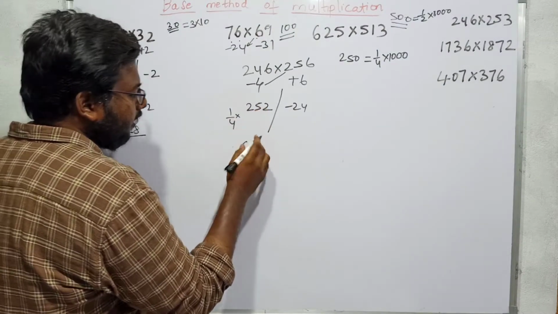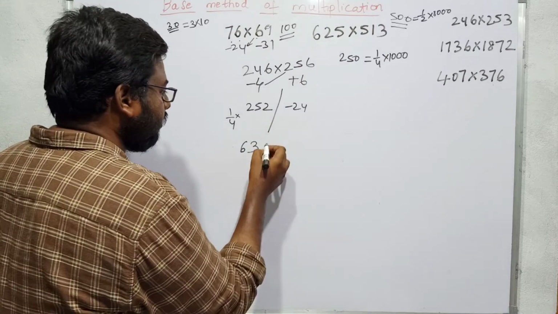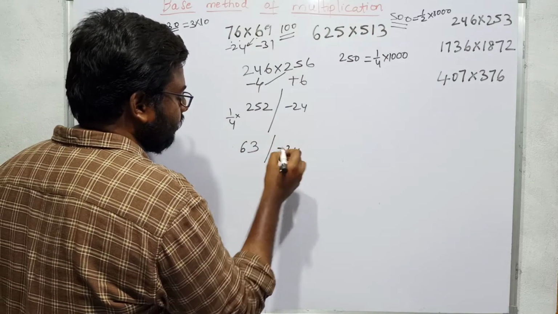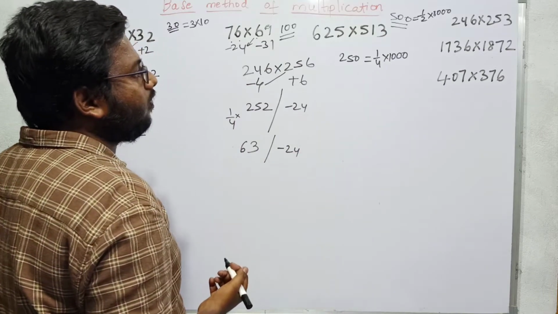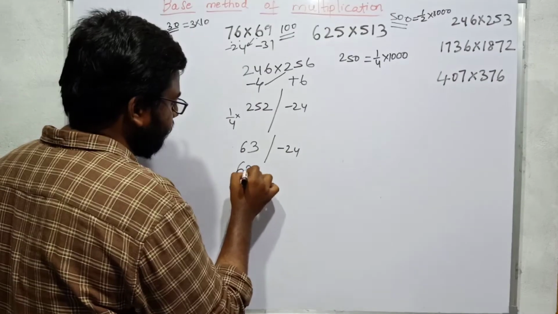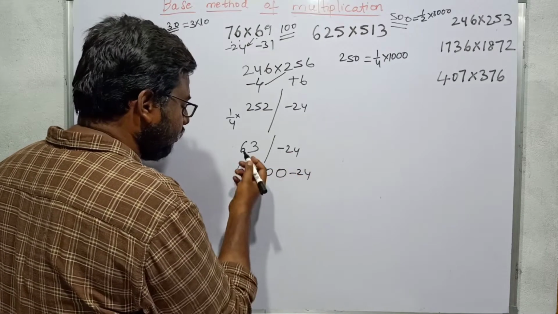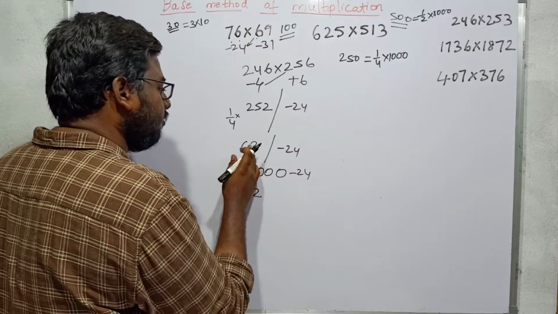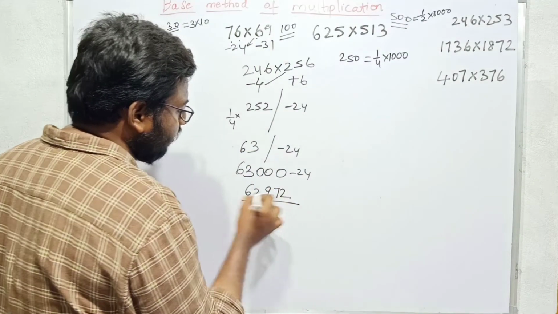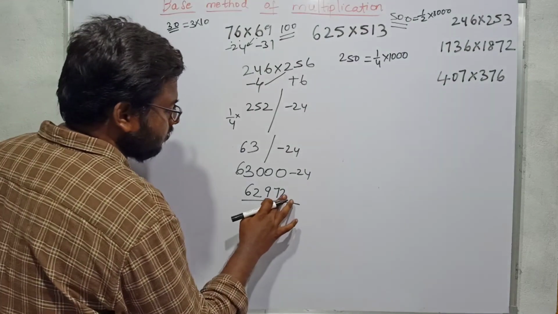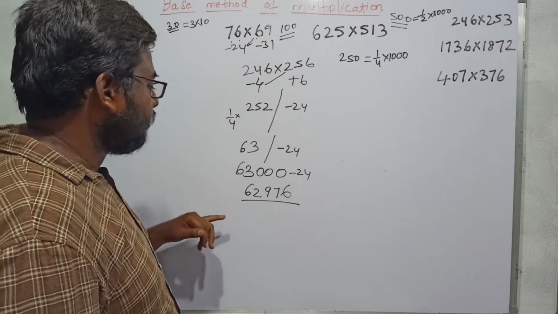4 6s are 24, and here I will get 63. 63 slash minus 24, and here we are calculating on base 1000. So 63,000 minus 24. You can take it like this also: 62,000 minus 24 will be 976. You can calculate like this also. Our answer will be 62976.